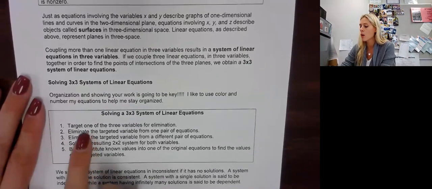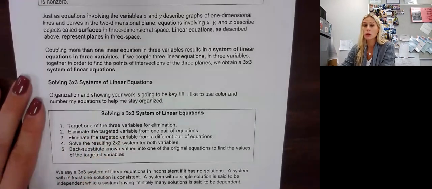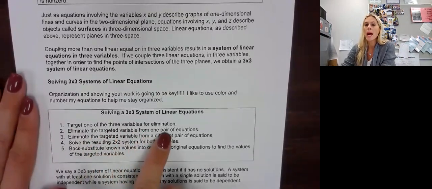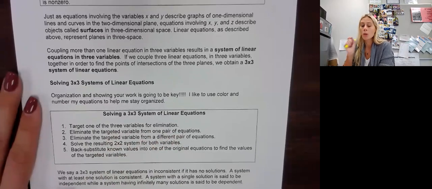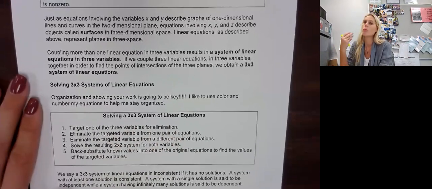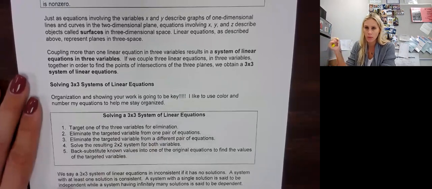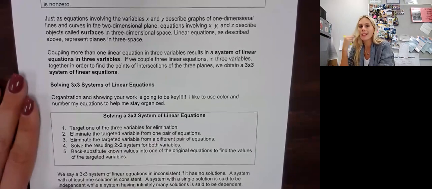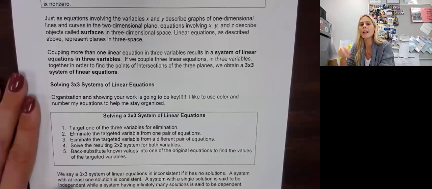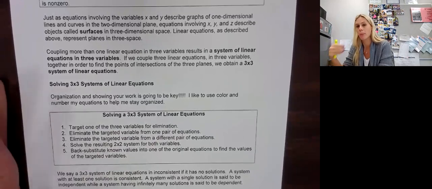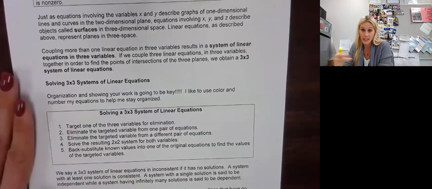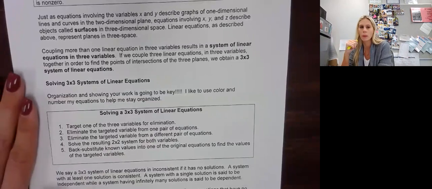We want to target one of the three variables to eliminate. Now, eliminate the target variable from one pair of equations. Just like in 6.1, we want to say which one's easier to eliminate. You're going to take two out of the three equations to eliminate that variable. Then you're going to eliminate the target variable from a different pair of equations. So let's say the first two and then the second two, so 1 and 2, 2 and 3. You'll see as we go.